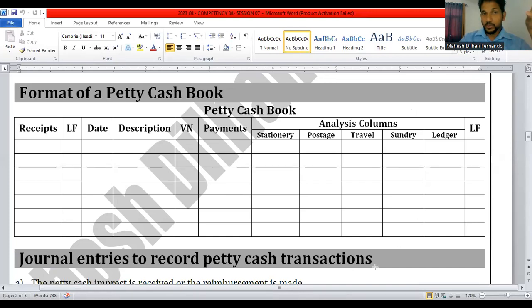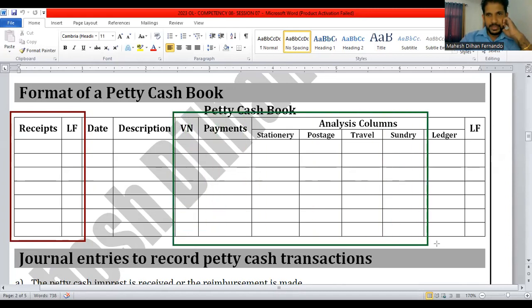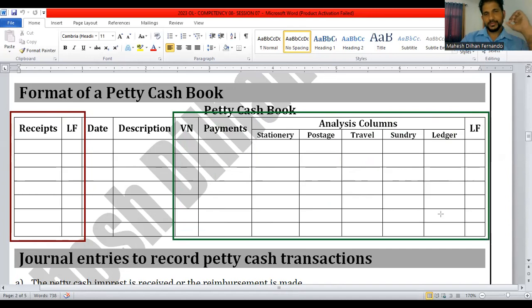I told you that the petty cash book has a dual role. We normally consider these as the debit side. Debit side. And we consider these things as the credit side. Then these two are common to both sides, debit and credit. It is common to both sides: date, description.